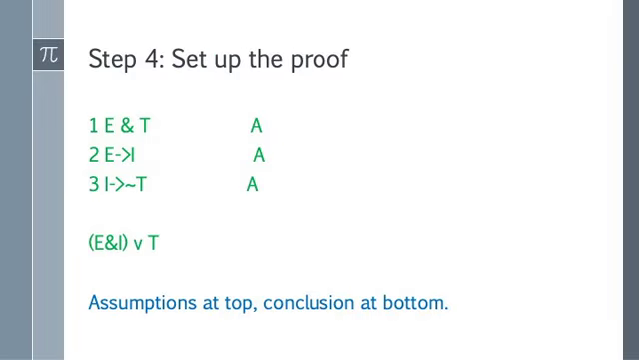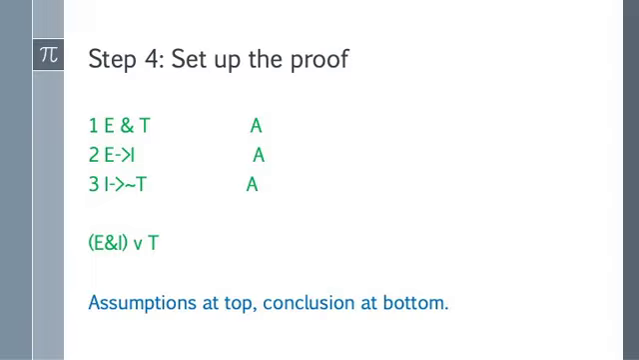You take your premises and put them at the top, and then you put your conclusion at the bottom. Remember, once we pull the premises into the argument, we call them assumptions. So you have assumptions 1, 2, and 3. They were just given to us right now in the sequent. Right, so we have E and T, E arrow I arrow not T in our argument. Then we have at the bottom the conclusion, E and I or T.